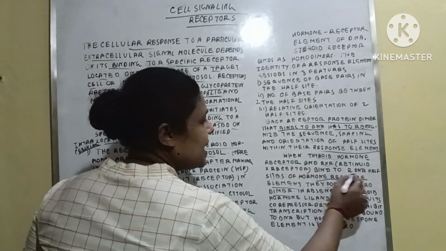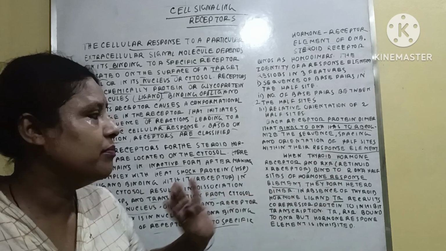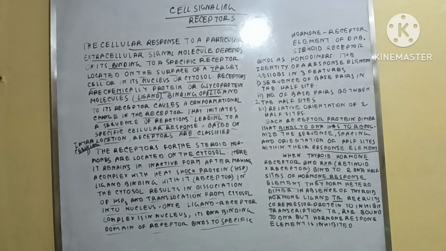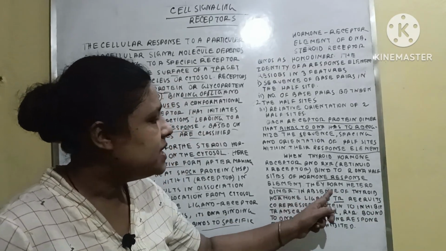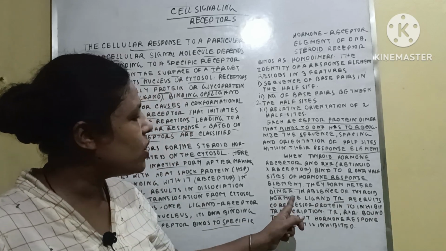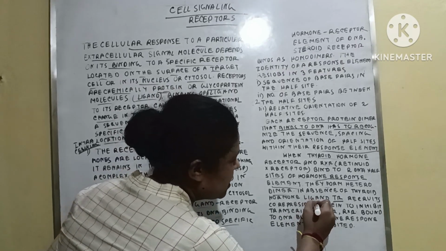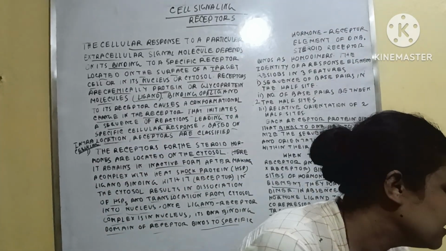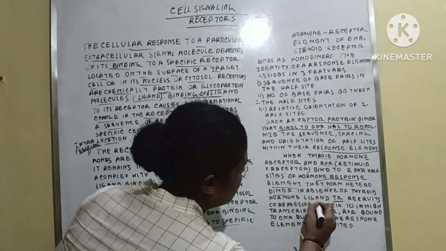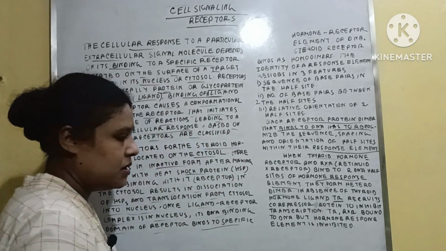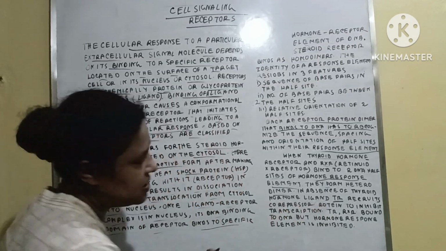Both bind to the DNA half site of the hormone response element. Here only one is important, but here two are important for the binding with the response element. Clear? That's why they form the heterodimer. In absence of thyroid hormone ligand, TR, the thyroid receptor, recruits the co-repressor protein to inhibit the transcription.